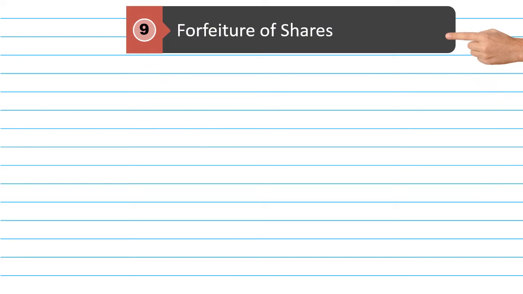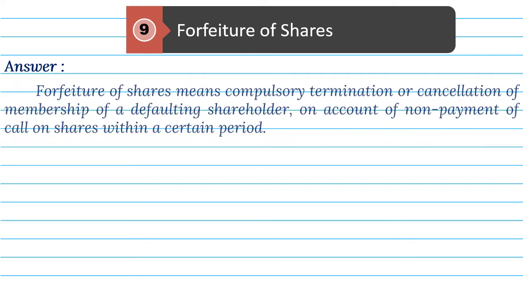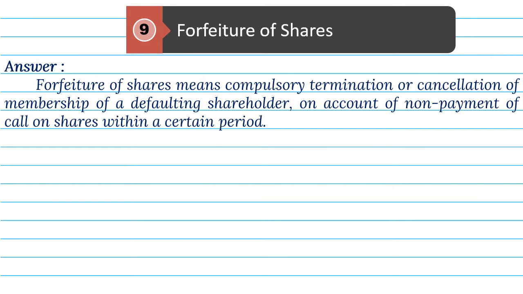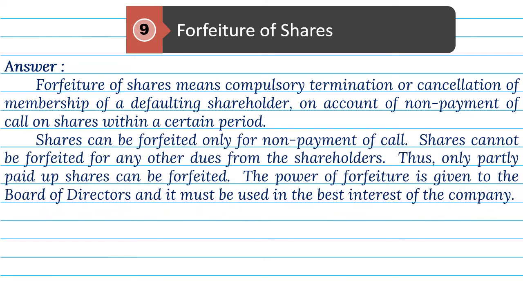9. Forfeiture of shares. Answer. Forfeiture of shares means compulsory termination or cancellation of membership of a defaulting shareholder on account of non-payment of call on shares within a certain period. Shares can be forfeited only for non-payment of call. Shares cannot be forfeited for any other dues from the shareholders.